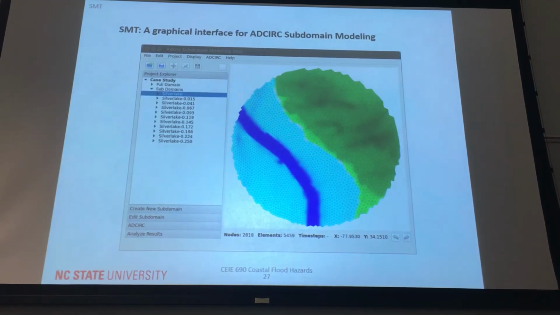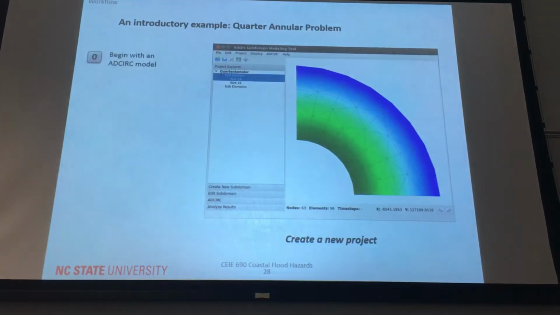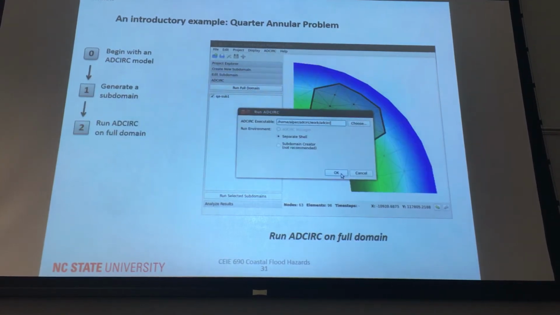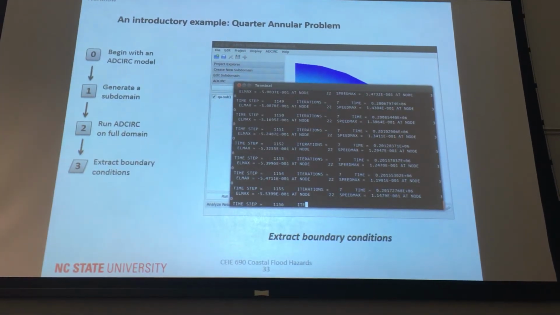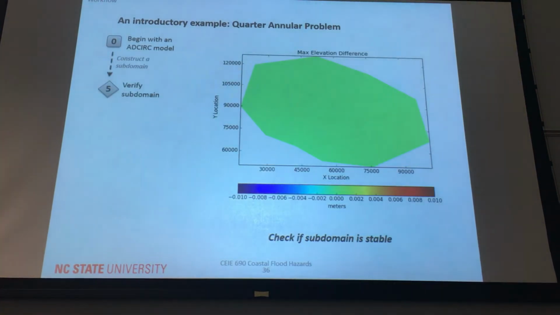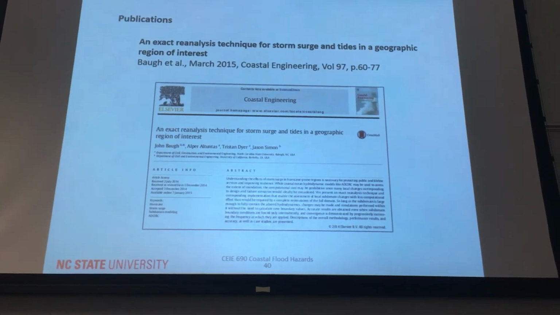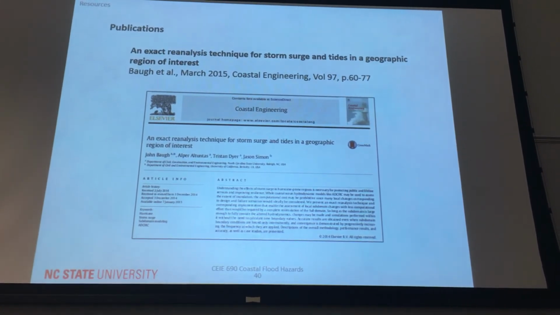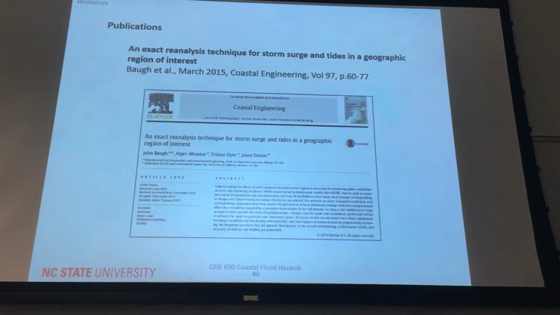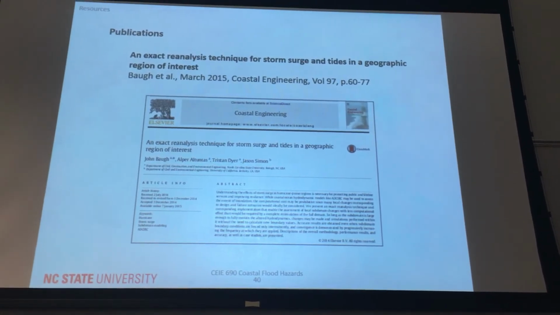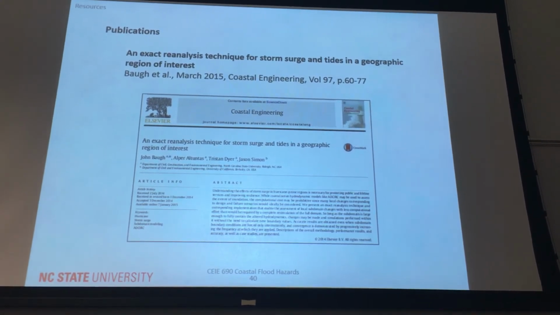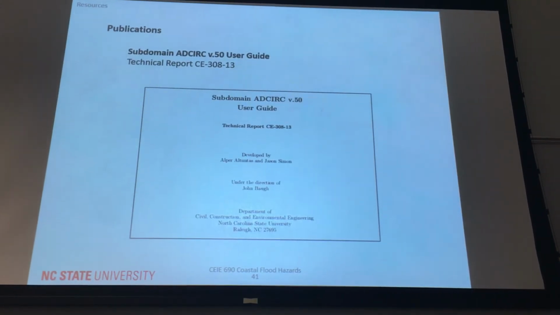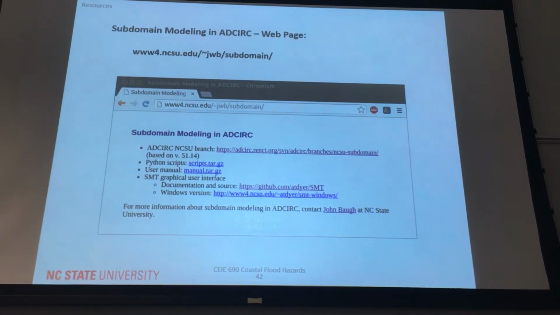But this is still in development, and they're continuing to improve it. This is a tiny example. This is a reiteration of what I just said, so I'll skip this a little bit. Okay. If you want to read more about this method, there was a paper that came out in March by John Baugh and his team of students. There's also a link to it on the ADCIRC website under publications. And there's a user guide. I'll show you in a second. We'll go to this website.